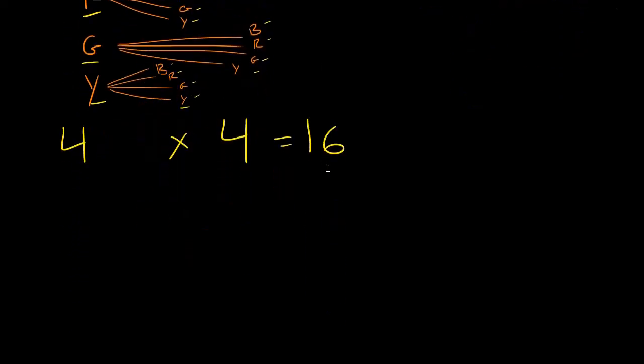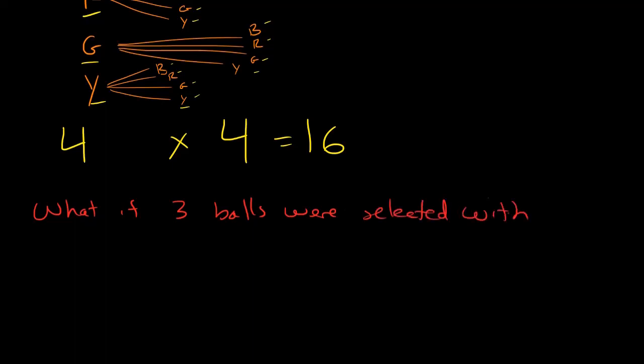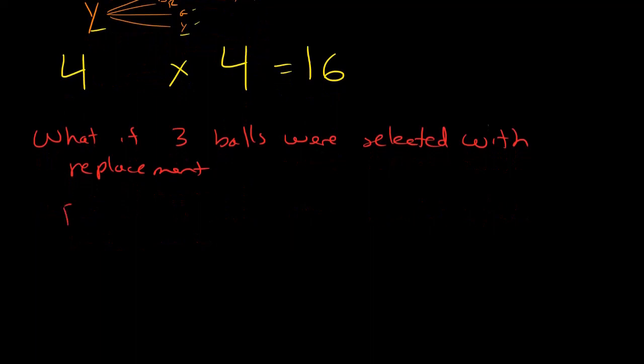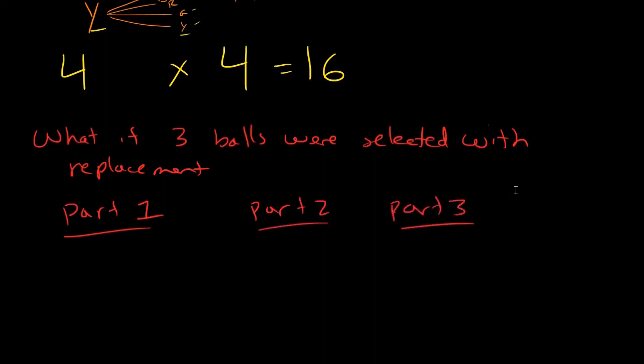So let's change up the problem a little bit. Let's ask, what if 3 balls were selected with replacement, right? If 3 balls were selected, we'd have 3 parts. Part 1, selecting the first ball. Part 2, selecting the second ball. Part 3, selecting the third ball.